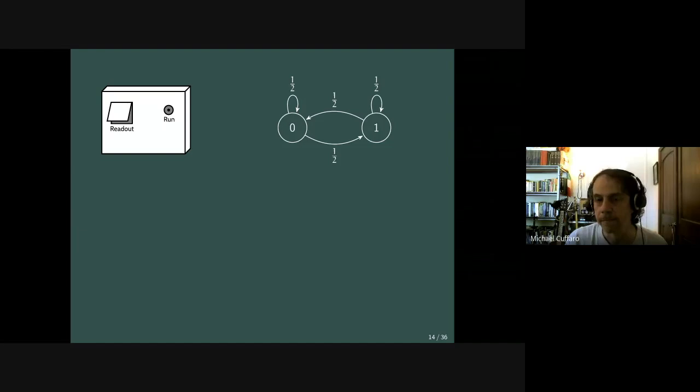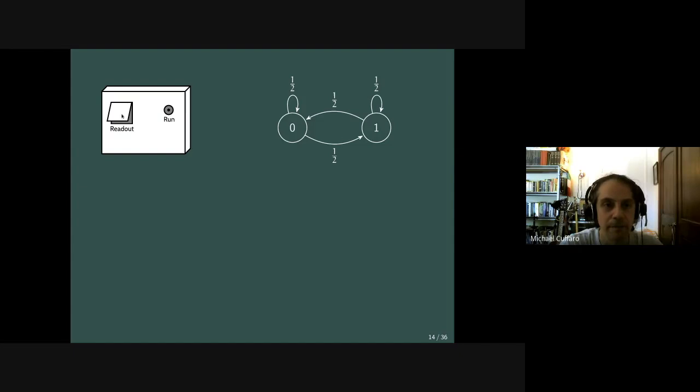So consider a classical computer. Imagine this is some kind of classical computer, a very simple thing. And this is the state transition diagram for this classical computer, which is extremely uninteresting because this computer essentially does nothing. But we can talk about how it works. So we have this box. It's got a little readout area, which has a flap.